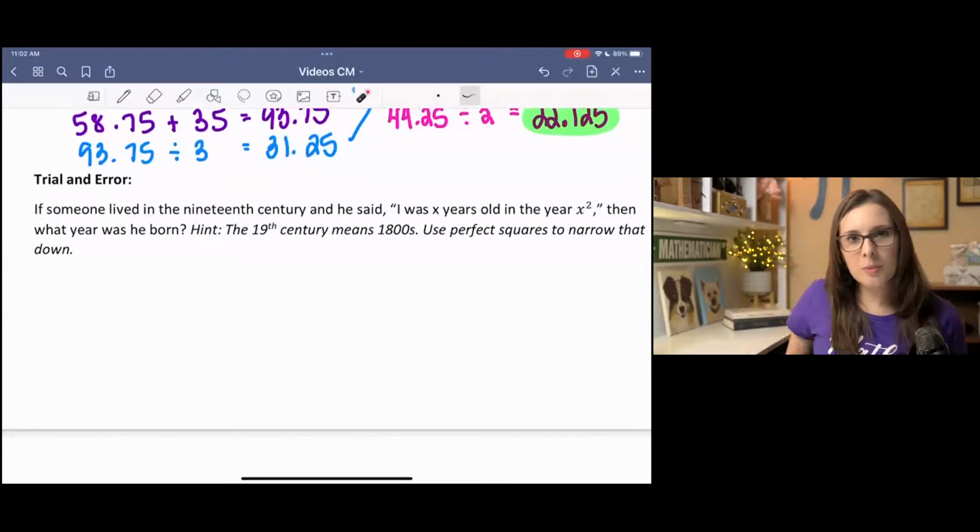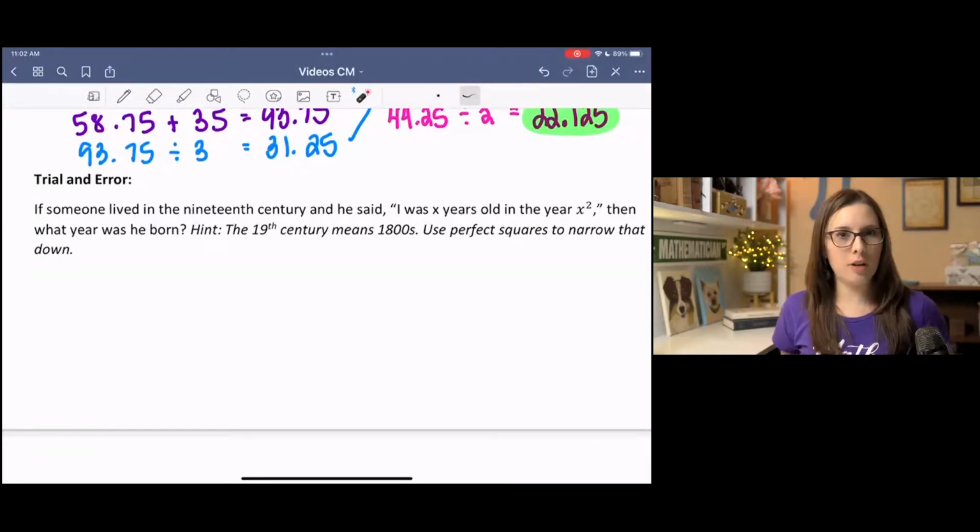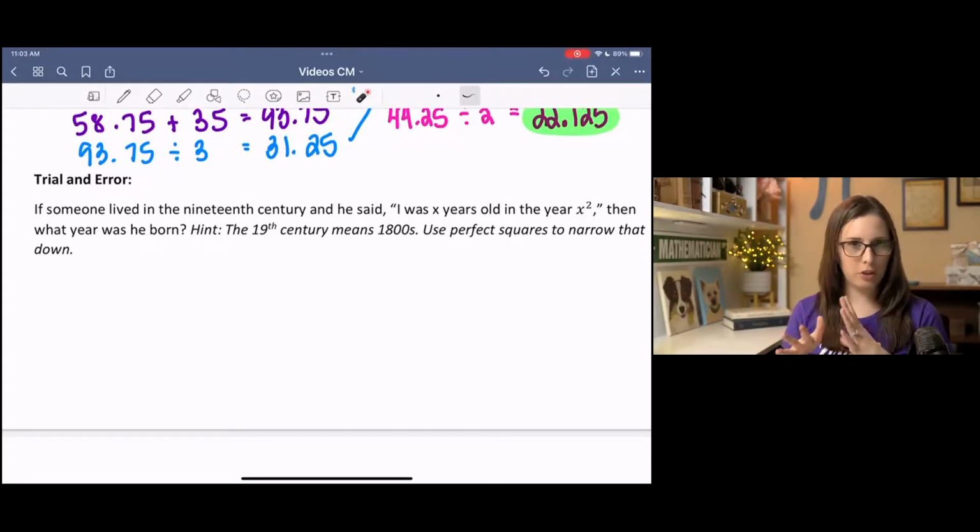In this next example, we're going to use trial and error, and that's kind of like guessing and checking. You're kind of narrowing down what you think it might be and then going from there to figure out what the solution is. So someone lived in the 19th century, that actually means 1800s, and he said, I was X years old in the year X squared. Then what year was he born?